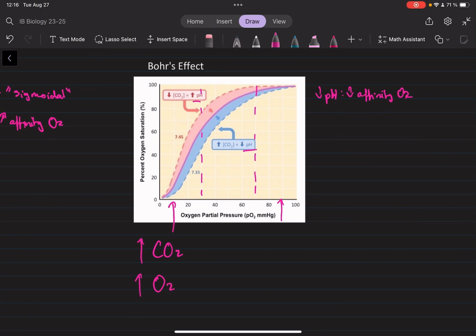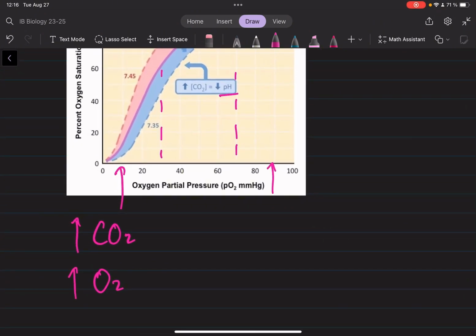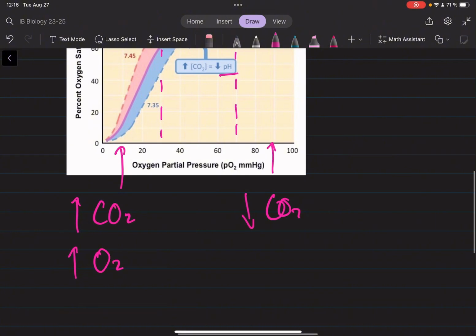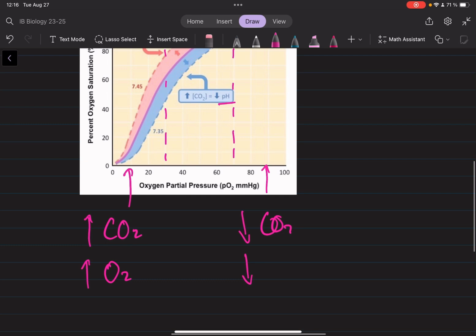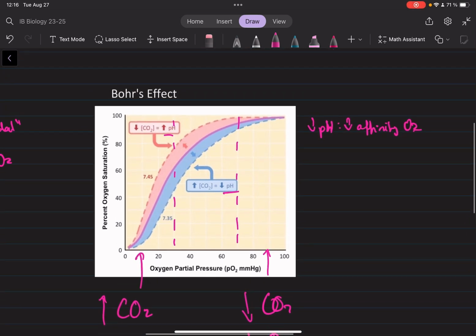Now, the opposite is true for the lungs. In the lungs, we have a low concentration of carbon dioxide, and we want it to be like that because we don't want the oxygen to stay in the lungs. We want it to diffuse into the blood. We want the affinity of the hemoglobin to be increased. So this overall makes sense. And this is called the Bohr effect. So the carbon dioxide changing the affinity of the blood is called the Bohr effect.